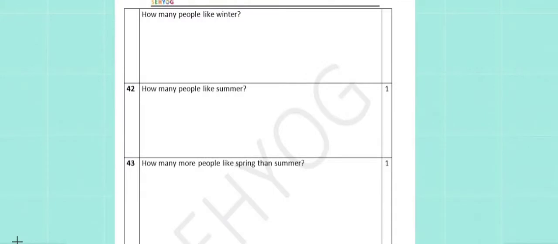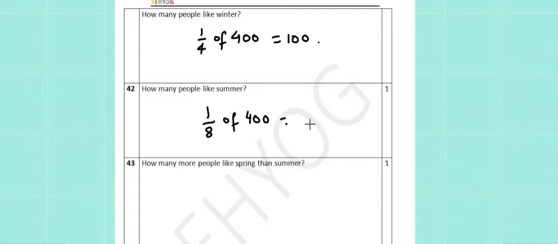Total number of people are 400. So, how many people like winter? So, 1/4 of the total number of people, that is 400 people, like winter, that is 100 people. Again, for summer, 1/8 of the total number of people like summer. So, that is 1/8 of 400, which gives us 50 people.